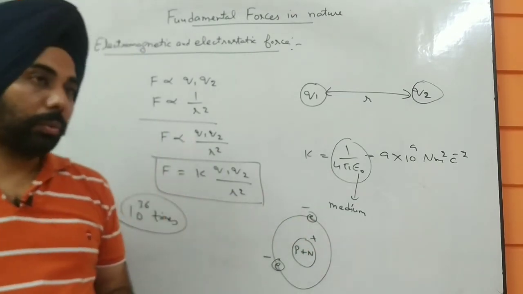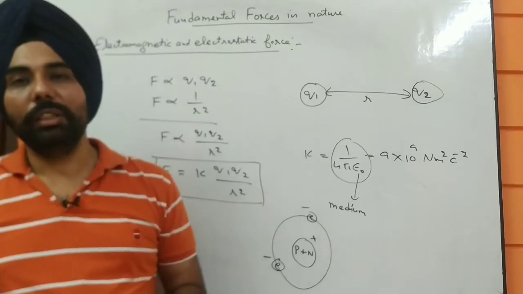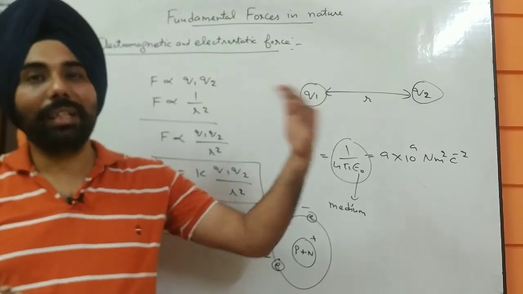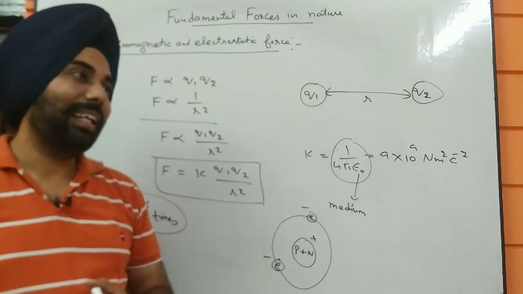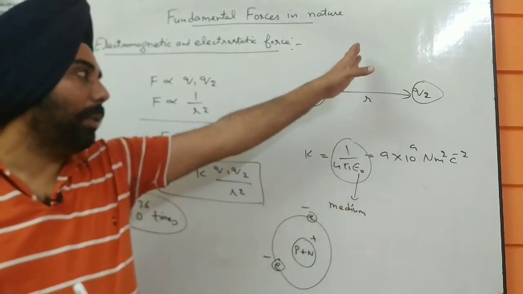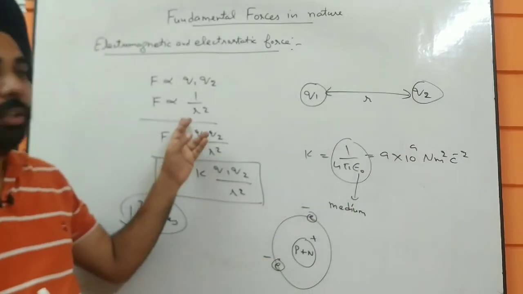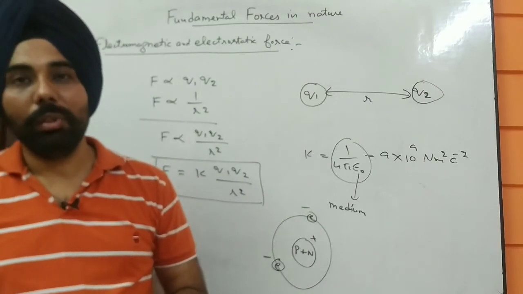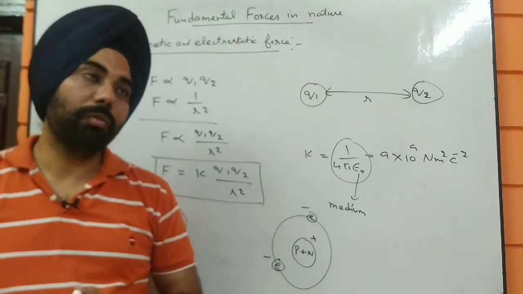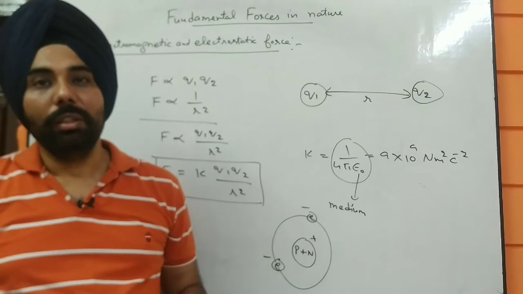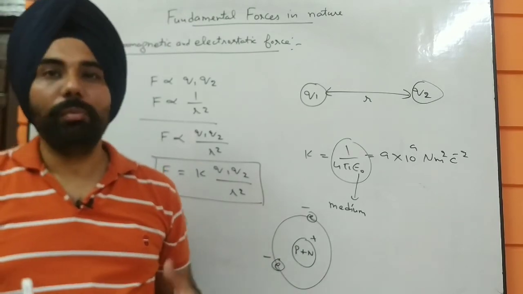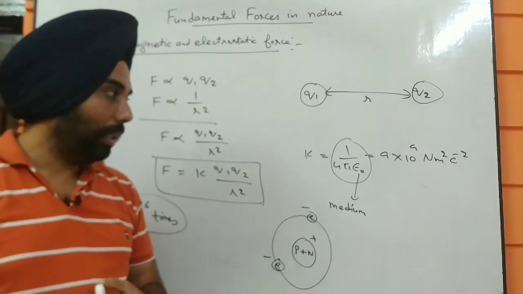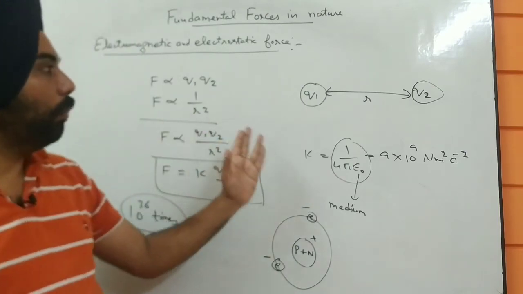Some other properties are that it is a shorter range force than the gravitational force. It depends upon the medium, and it obeys the inverse square law. It is also conservative in nature because we can't create charge. It cannot be created, nor destroyed. It can only be transferred from one body to another. So that is the electrostatic force for you.